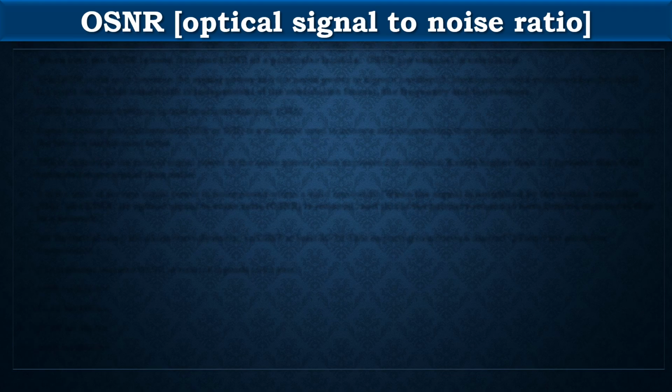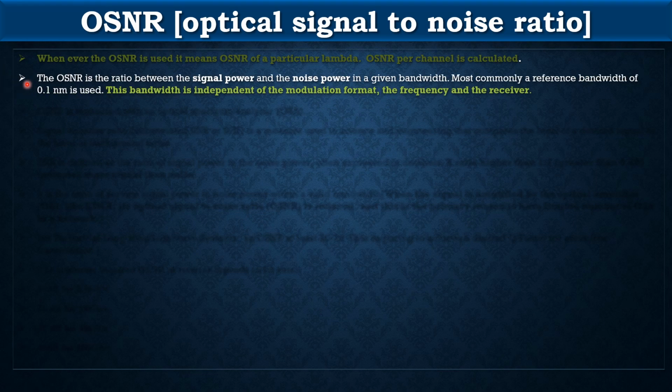Let's discuss some other very important points about the OSNR. Whenever the OSNR is used, it means the OSNR for a particular lambda. I have told already that OSNR is calculated per channel. OSNR is the ratio between the signal power and the noise power in a given bandwidth. Most commonly, a reference bandwidth of 0.1 nanometer is used, and this bandwidth is independent of the modulation format, the frequency, and the receiver. It means this is set for all the frequencies, for all the lambda, or for all the light pulses. This common reference bandwidth is applicable for all types of modulation format and all types of receiver which is used as a receiver.